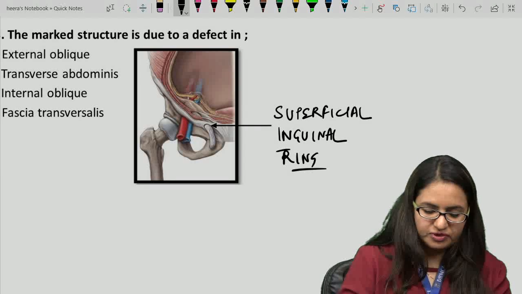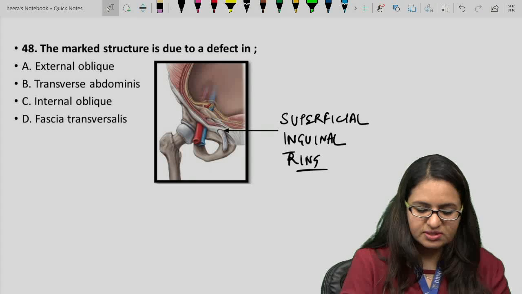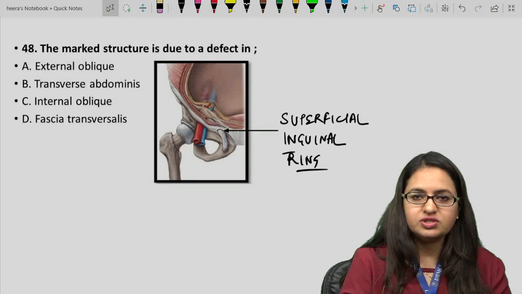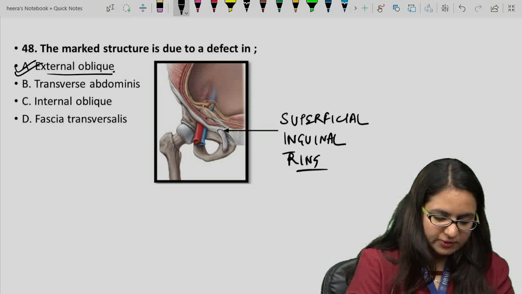This marked structure is the superficial inguinal ring, and this superficial inguinal ring is a gap which is present in the aponeurosis of the external oblique muscle. So, the answer for this question is A, that is external oblique.